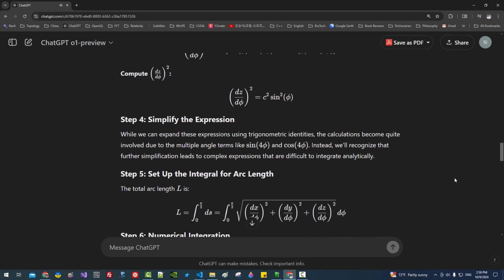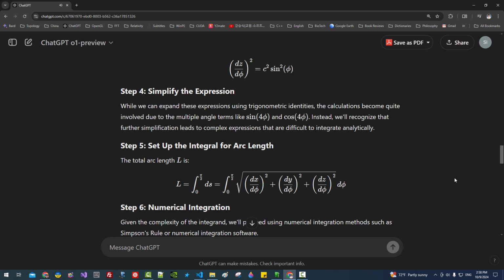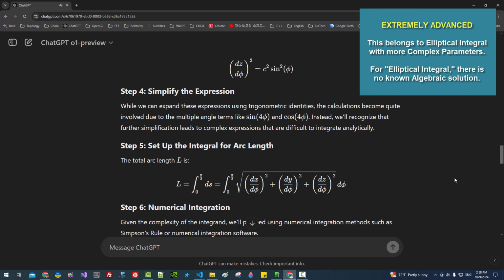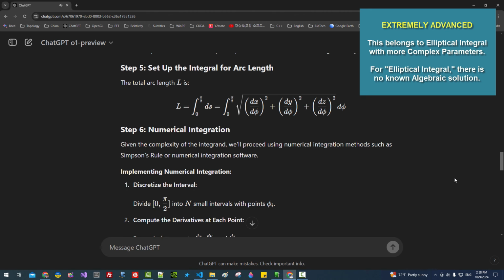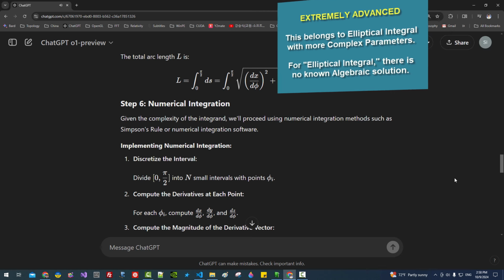Step 4. Simplify the expression. While we can expand these expressions using trigonometric identities, the calculations become quite involved due to the multiple angle terms like sin 4 phi and cos 4 phi. Instead, we'll recognize that further simplification leads to complex expressions that are difficult to integrate analytically. Step 5. Set up the integral for arc length. The total arc length L is the integral from 0 to pi/2 of ds, equal to the integral of the square root of (dx/dphi) squared plus (dy/dphi) squared plus (dz/dphi) squared.